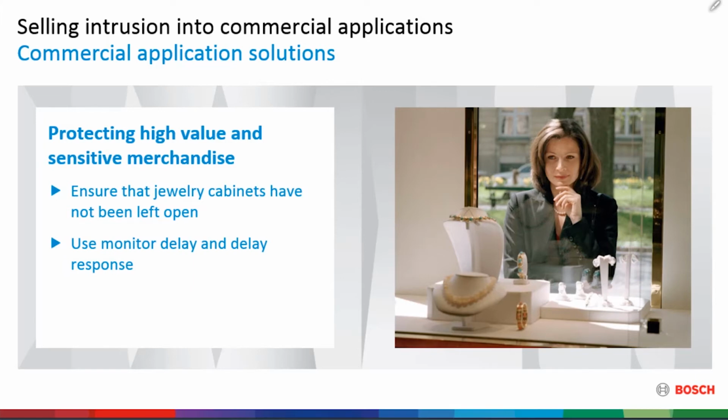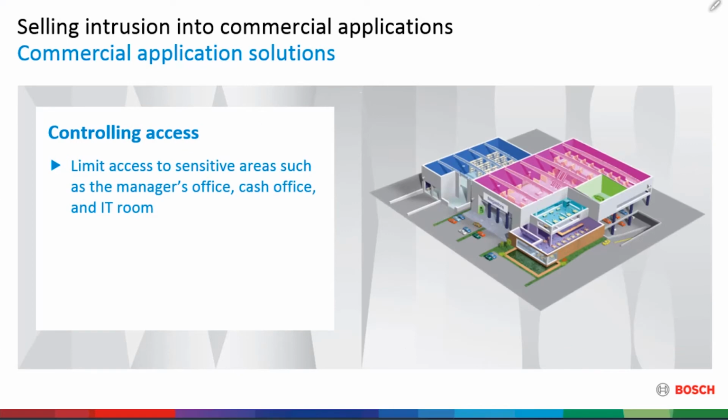Controlling access within a facility. This mega store here has multiple departments and multiple rooms within the store. Some of those rooms might be the manager's office or the cash office or maybe the server room, the IT room. And we want to arm and disarm those separately because some parts of the store should be opened all the time and some parts shouldn't be open all the time. For example, the main part of the store should be open all the time so that guests can go ahead and shop. But the cash office or the manager's office should be armed and disarmed separately. Well, we can do that with a Bosch panel.